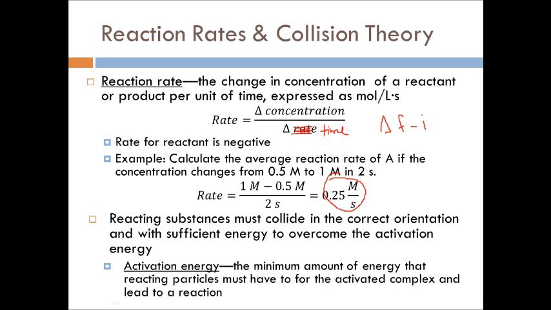Now, to go along with how fast something reacts, substances need to have two things happen in order to react. They need the correct orientation, which is another word for arrangement or position. They need to be positioned in the correct manner, and they need sufficient energy. They have to have enough energy to overcome the activation energy, which is basically what's required for the reaction to go.